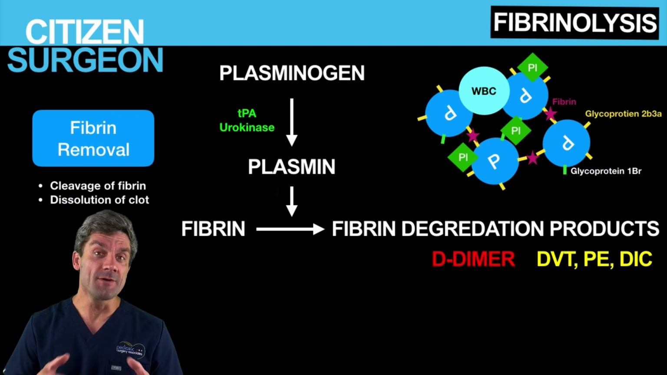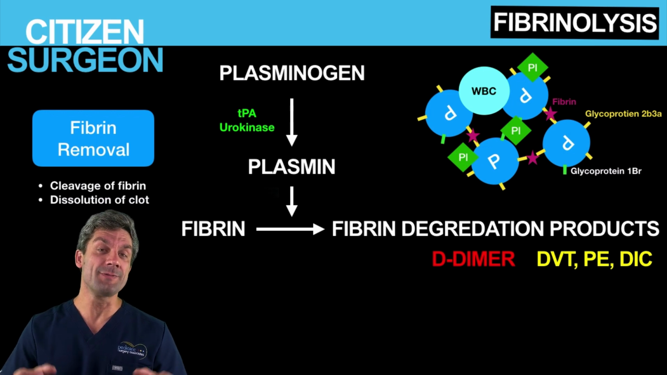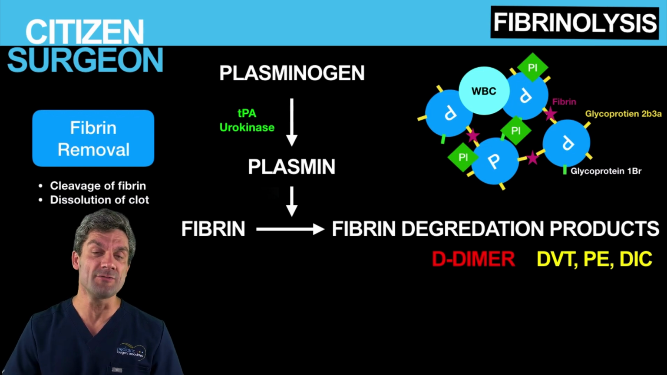So remember, fibrinolysis or clot dissolution, the main activator there is plasminogen, and so activation of plasminogen through urokinase or tissue plasminogen activator, TPA, leads to plasmin, and plasmin is going to break down fibrin into those fibrin degradation products. Your D-dimer would be one of the more important ones that you can measure. We see this increased in patients with a DVT, pulmonary embolism, or of course DIC.